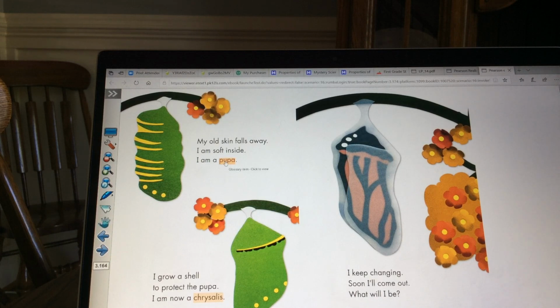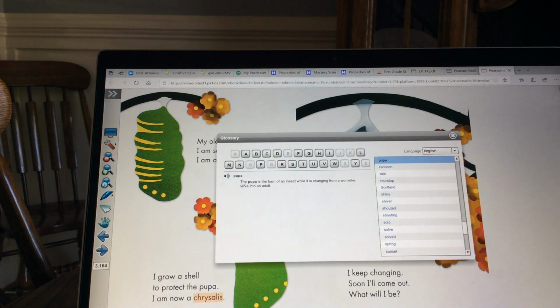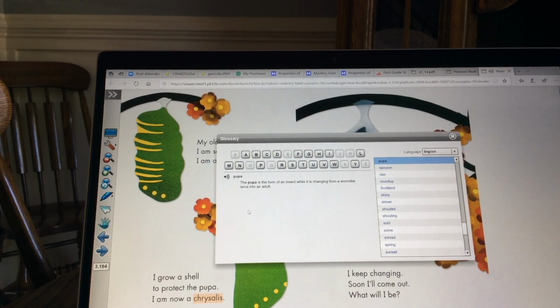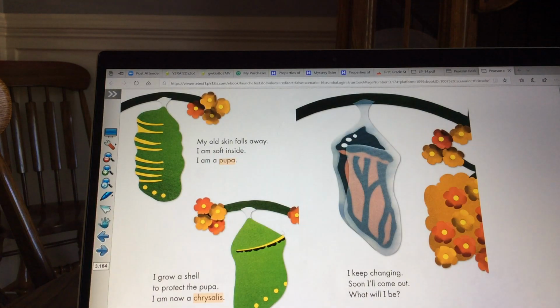Now, I just discovered something. When I roll my mouse over, it says glossary item, click to view. So I'm going to do that really quick. Hopefully it won't mess anything up. Oh, cool. Look what it says. Pupa. The pupa is the form of an insect while it is changing from a worm-like larva into an adult. Whoa, that's a super cool text feature that I just discovered.